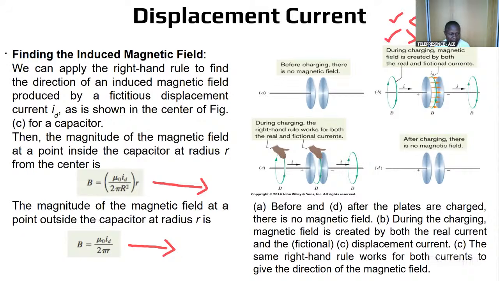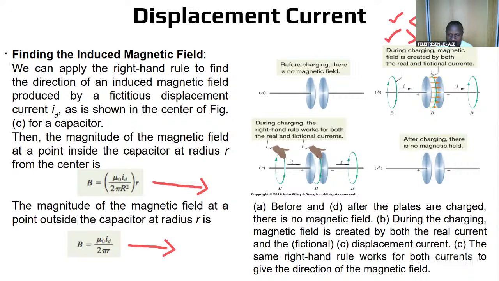And the magnitude, you have two different equations that you can use to obtain it. But before you apply any of the equations, you have to know whether the point is inside the capacitor or outside the capacitor. If it is inside the capacitor, the radius will be smaller, that is, less.